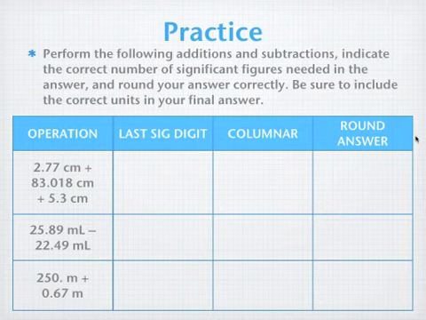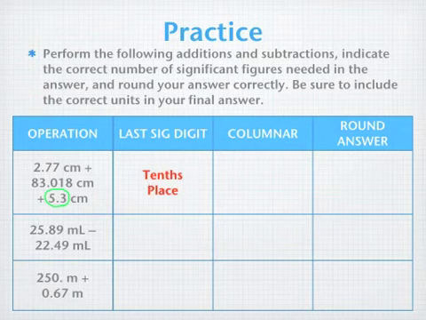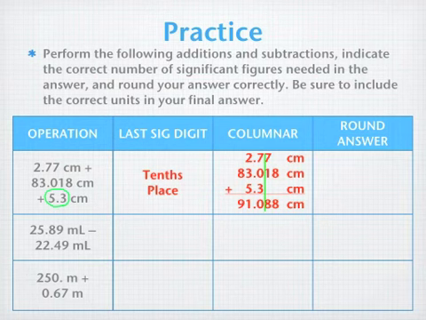Alright, let's see how we did. In this first addition, the 5.3 tells us our last significant digit, so that's the tenths place. If we add them up in column form, then we draw that line down behind the tenths place. That means we're going to round this. The 8 rounds the 0 up to a 1. We drop everything off after that, and it's 91.1 centimeters.